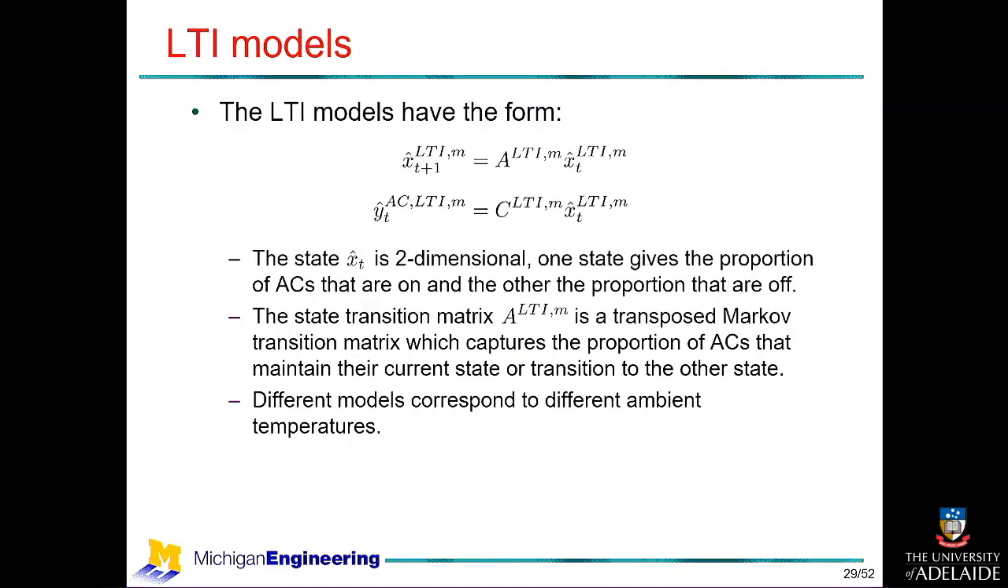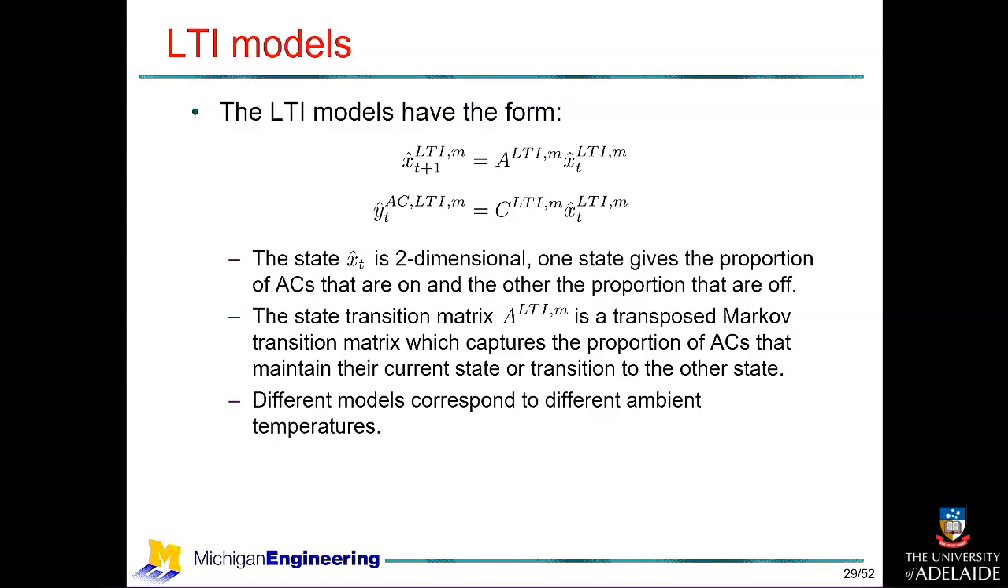The linear time invariant model just says we have a two-dimensional state space. One state gives the proportion of the total number of air conditioners that are in the on state and the other the proportion that are off. And then the state transition matrix is a transposed Markov transition matrix, just capturing the transitions between the on states and off states. And then it's indexed dependent upon ambient temperature. So this is the structure, but you can see there's this M index.